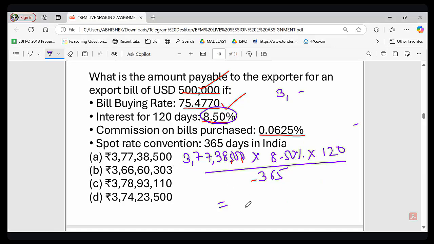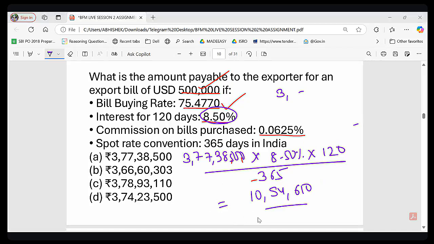Okay, let me write down what value I am getting after calculation. I am getting 10,54,610. Tell me whether you are also getting the same value. I am calculating using the calculator only, so I think you will also get the same value, 10,54,610. Right.